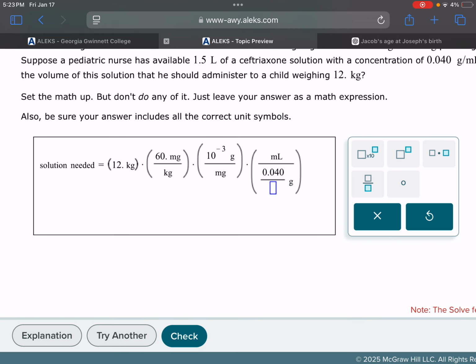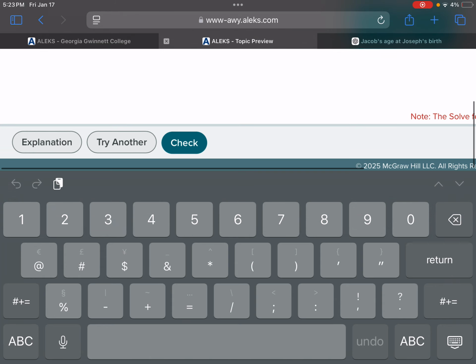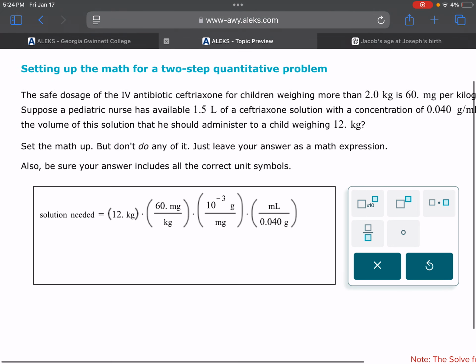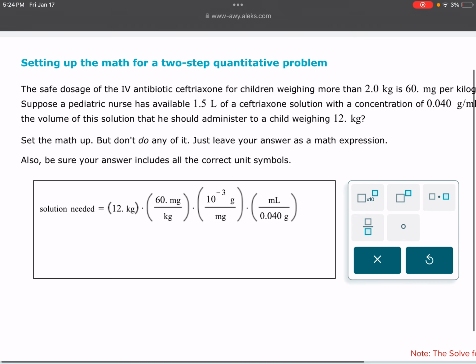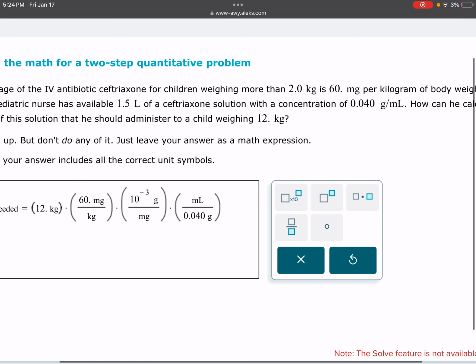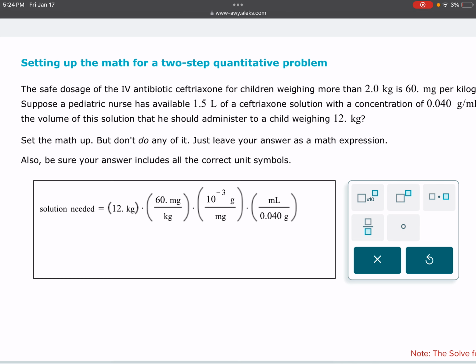Fill in all the empty boxes. Okay. Check. Hmm. 60 milligrams. It's giving me the hint again, right? For the sig figs. 0.040 grams per mil. It doesn't like my sig figs. What am I doing wrong?